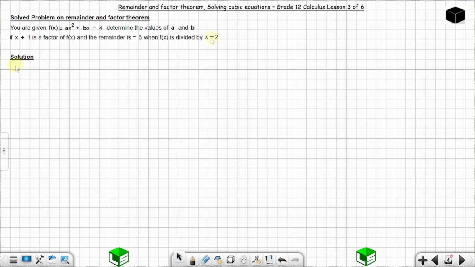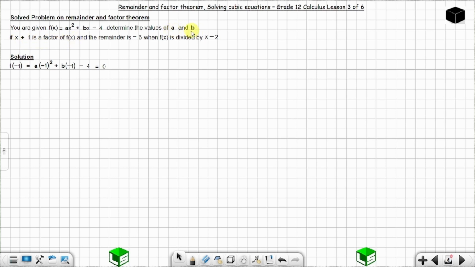Okay, so when you take f of negative 1, you are going to plug negative 1 wherever you have x. This is equal to a times x squared, x is negative 1, plus bx, x is negative 1, minus 4. This is equal to 0 because x plus 1 is a factor of f of x. This is what you are told.